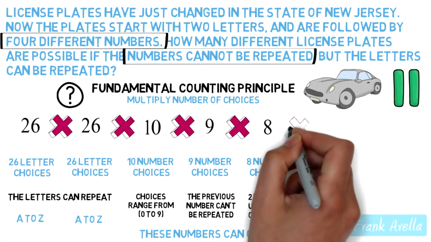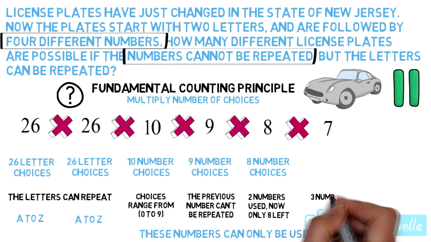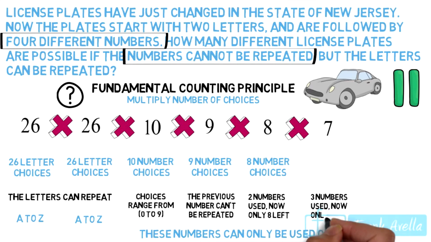8 then gets multiplied by 7. And again, the numbers cannot be repeated. That's why it will be 7 this time. And 3 numbers have been used. So there's only 7 choices left.